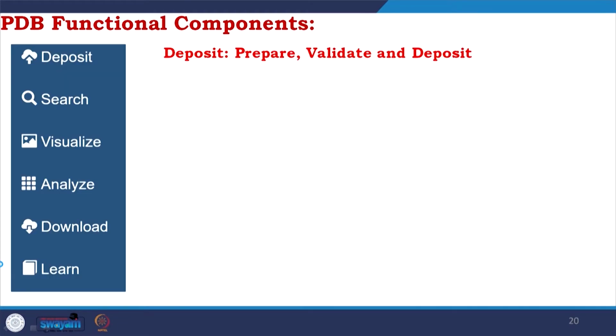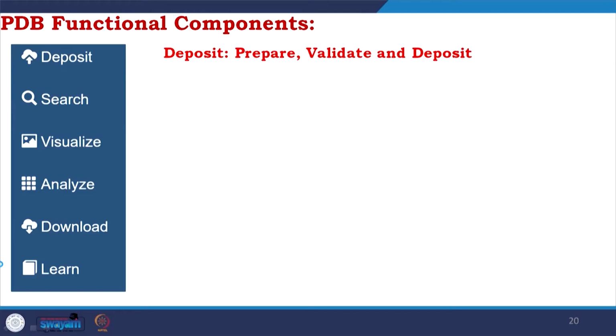So, if you look at the functional components of how PDB works, they can basically be divided into 6 parts: deposit, search, visualize, analyze, download and learn. Deposition, you could understand, you have new data you want to deposit. Deposit has 3 stages: prepare, validate and deposit.